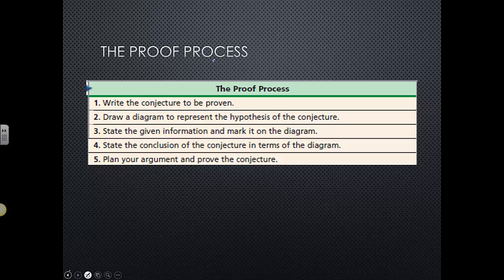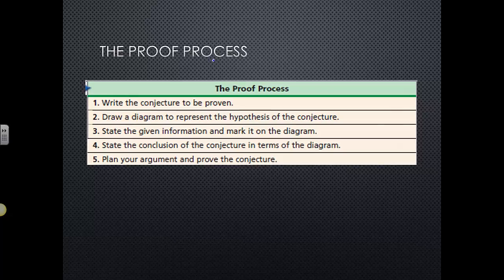All right, the process for completing a geometric proof would be first to write out the conjecture to be proven. Most of the time, number one is actually given to you already. Number two is actually given to you already with a diagram, and there are certain things in the diagram that you can use as well. Then you can state any given information or mark it on the diagram. Then state your conclusion, which is usually given to you, and then come up with a plan or an argument to get from what you start with to what you end with. So that's the process for a proof.